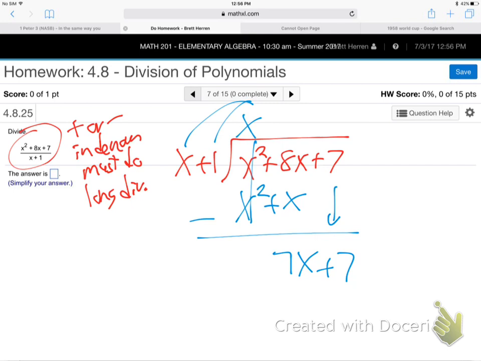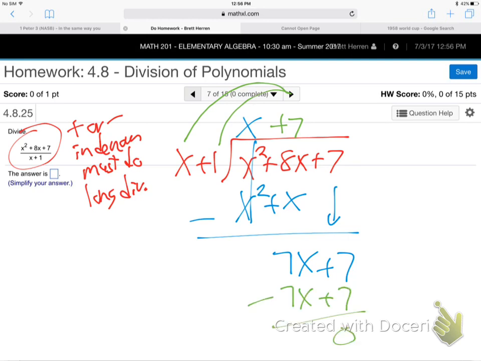All right, what am I going to put up here? Times the front, that'll match the front. What times x makes 7x? Yeah, 7. Good with that? It's a plus 7, and it's going to go to both, isn't it? Whatever you write there goes to both.